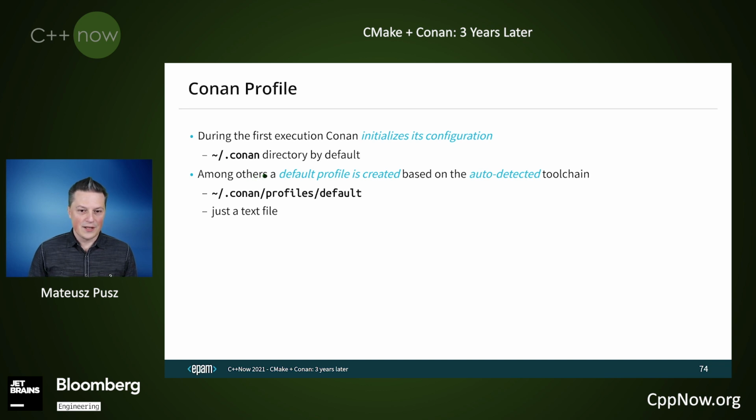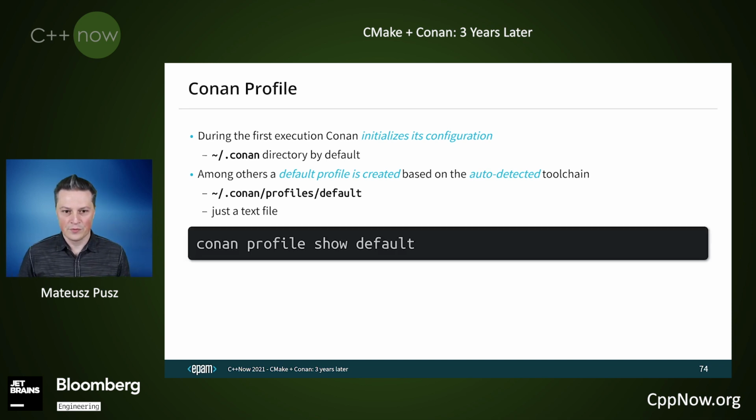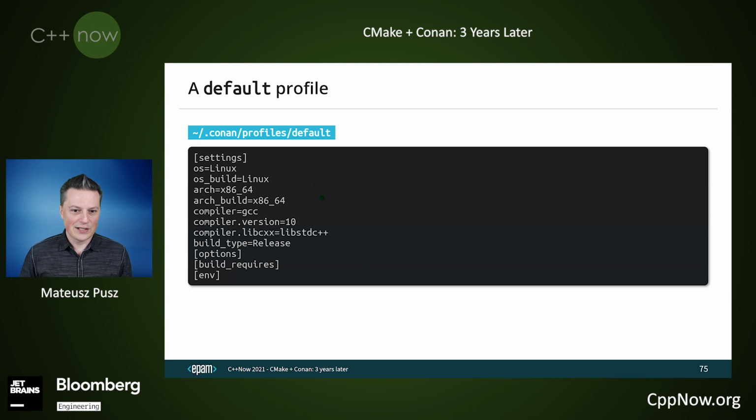Among others, a default profile will be created. It's created based on an auto-detection system, and it will be located in .conan/profiles/default. It's just a text file, so you can go with your editor of choice and modify, update it, or view it. Also, you can use a command line to show it. For example, it generated something like this for me. I'm using GCC version 10 on Linux. Actually, it's Ubuntu in my case, 64 bits.